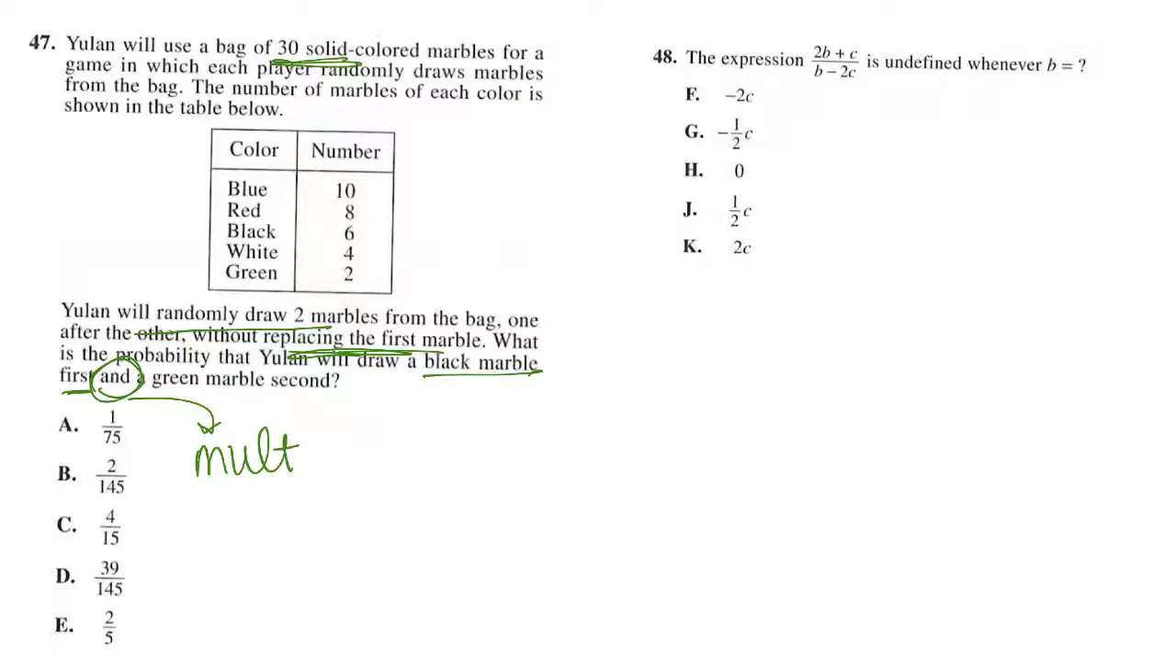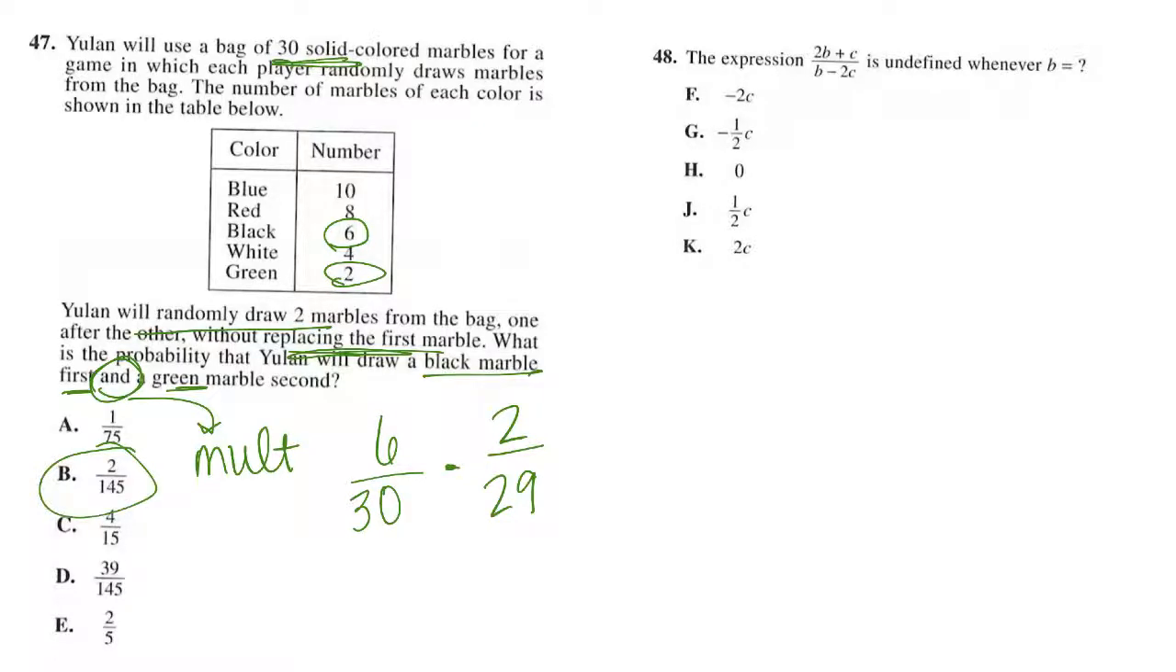So the number of black marbles we have is 6, so I know 6 out of the 30 times, and then I need a green marble, which is going to be 2 of the remaining 29. And the rest of that's just good calculator work, and that's going to end up giving you answer choice B.